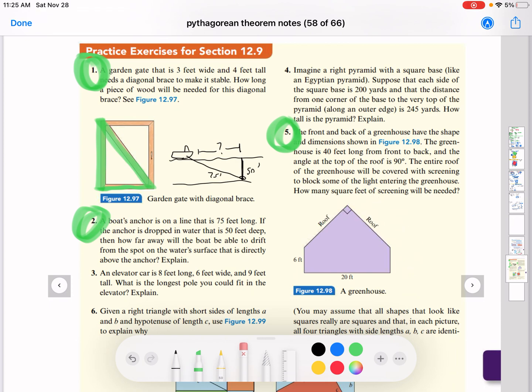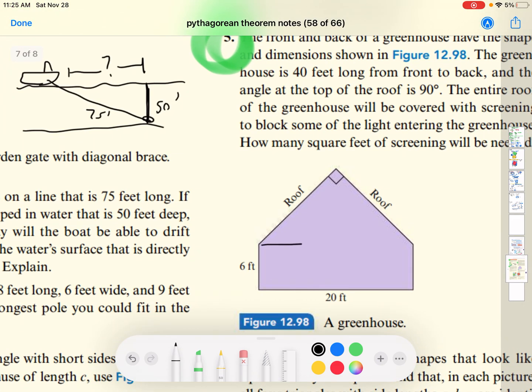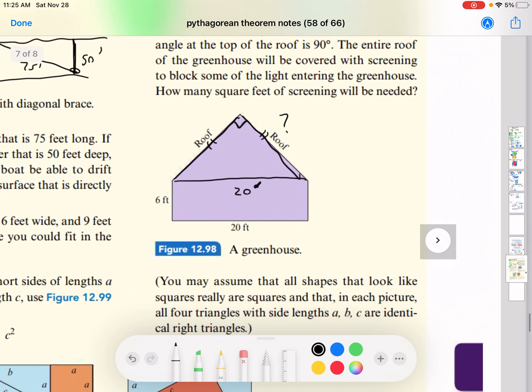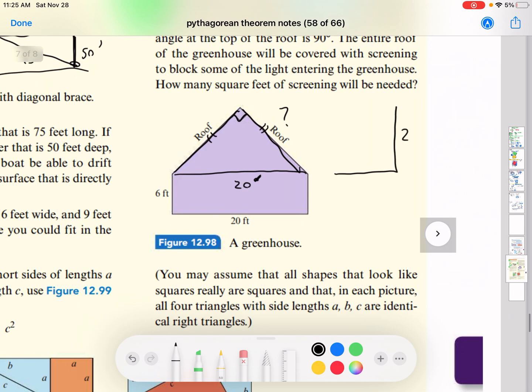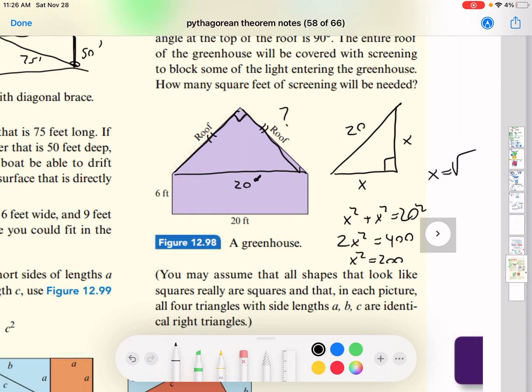So all of this comes down to, can I find this length right here? Now, I know that this is 20 feet, and I need to find this. But this is the same length as this. And so again, if I turn this thing on its side, the hypotenuse here is 20. And so I've got some value here, x and x. And I know that x squared plus x squared is equal to 20 squared. So that says 2x squared, and 20 squared is 400. Divide both sides by 2. It says x squared is 200. So therefore x must be the square root of 200.